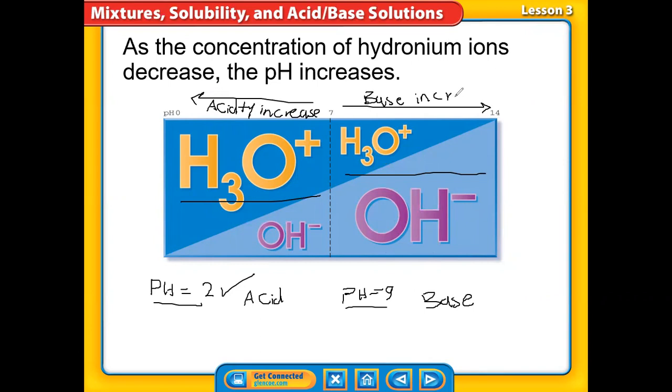So if you have two solutions, one with pH 2 and the other with pH equal to 5, which one is the strongest acid? 2 or 5? Of course, 2, because as we move toward 0, the acidity increases. So pH 2 means it's a stronger acid compared to pH 5. While if you have another one with pH equal to 13, which one is the stronger base? The pH 13, because as we know, we move toward 14, the base increases.